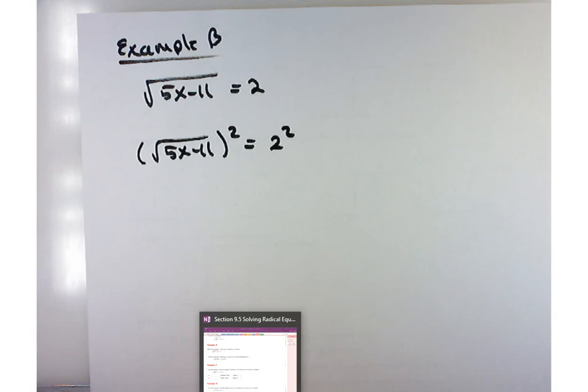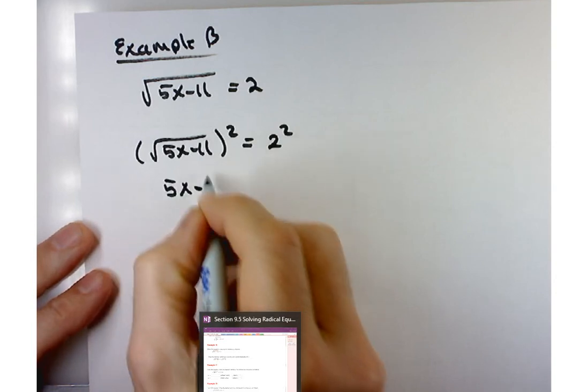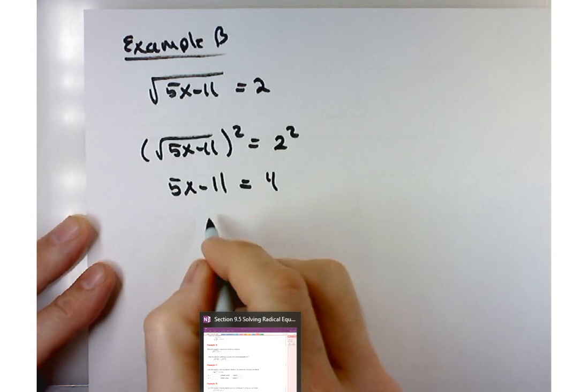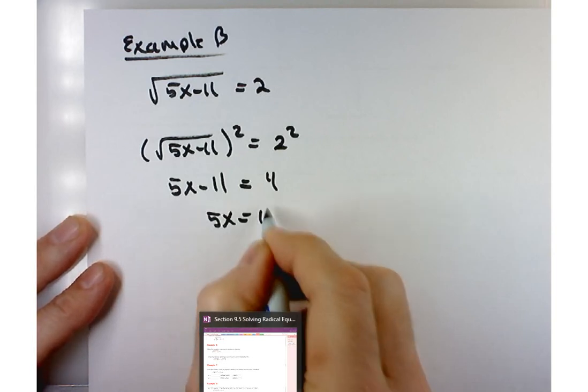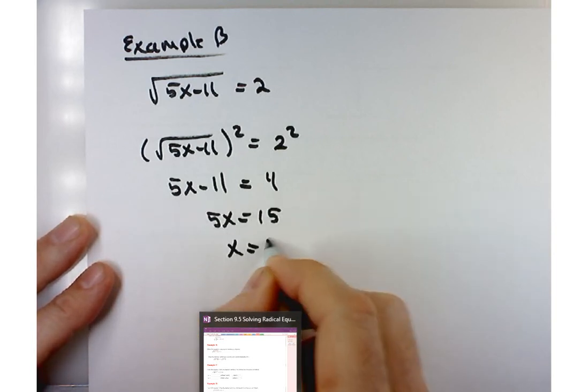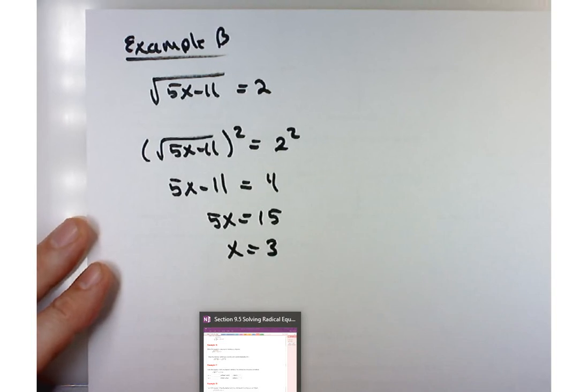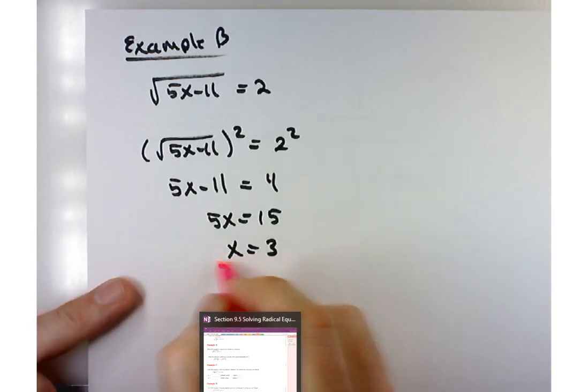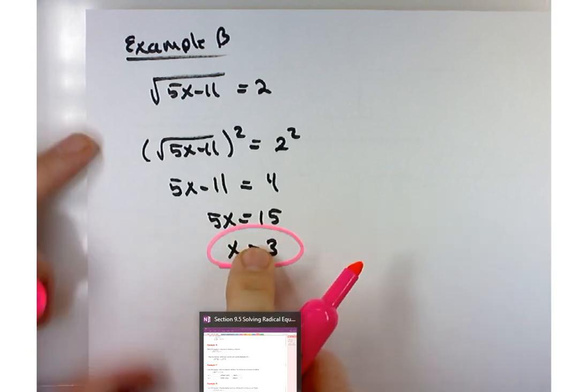What equation is going to pop out? Ryan, what equation is going to pop out of this? 5x minus 11 equals 4. Perfect. 5x minus 11 equals 4. And then just add 11 to both sides. x equals 3. Okay.